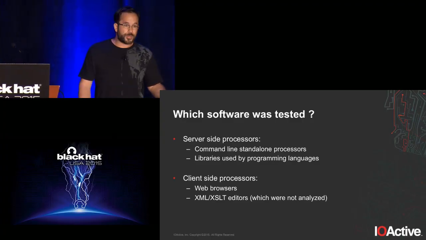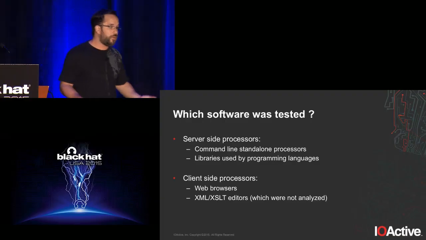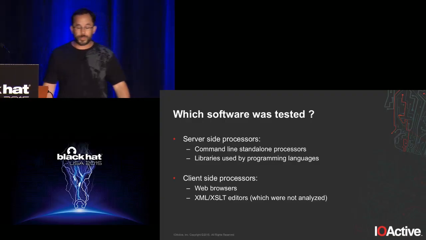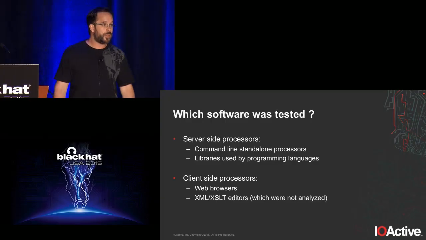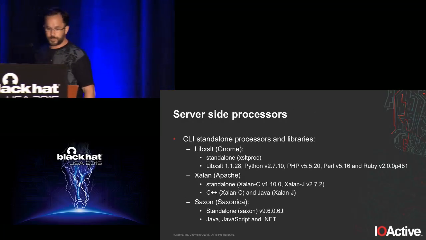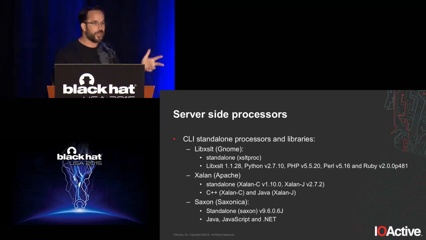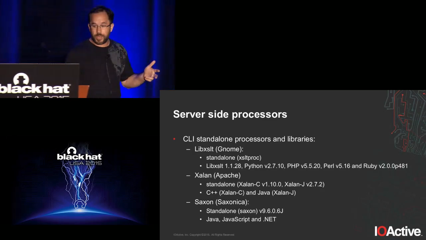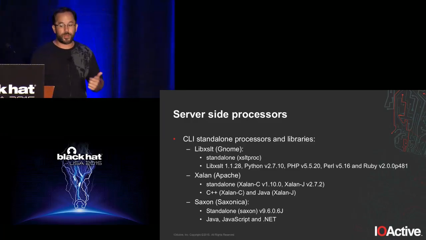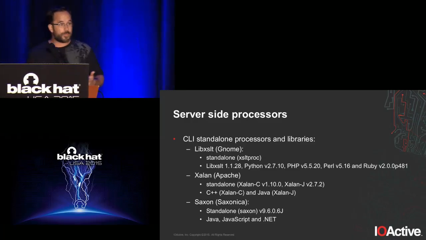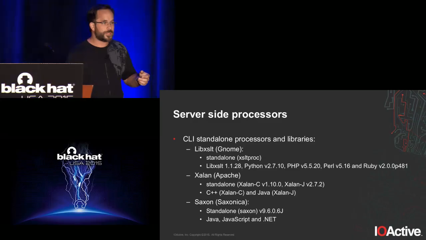And then you have the client-side processors. Basically, I focused my efforts on the web browsers, but you have other types of processors available. I grabbed all the latest versions available, and when it comes to the server-side processors, there are three that I will be focusing on today. There would be libxslt developed by GNOME, Xalan developed by Apache, and Saxon developed by Saxonica.